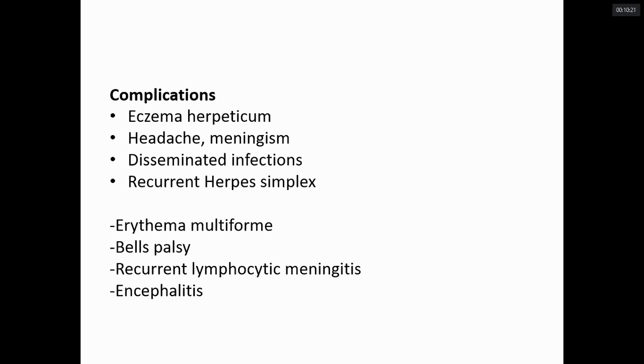Erythema multiforme, I think we have discussed once. It is a type of reaction in which you can see target lesions over the extremities, mainly palms, soles, hands, feet, which later progress to other parts. In the target lesion, there are 3 well-defined areas: central area, dusky erythema, which is surrounded by a pale area, which is again surrounded by an erythematous layer. And erythema multiforme can also be seen in drug reactions. And other complications can be Bell's palsy, recurrent lymphocytic meningitis, and encephalitis.